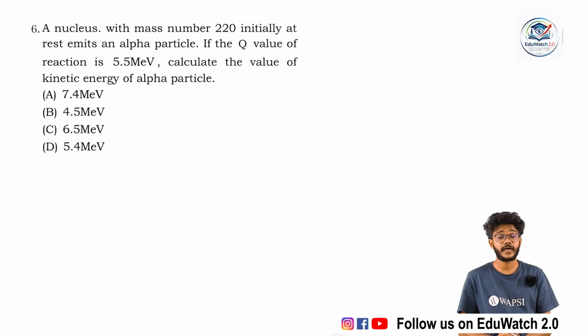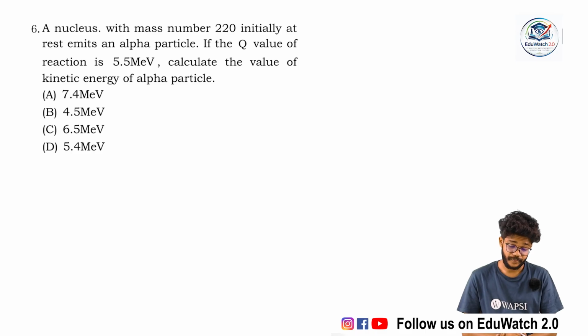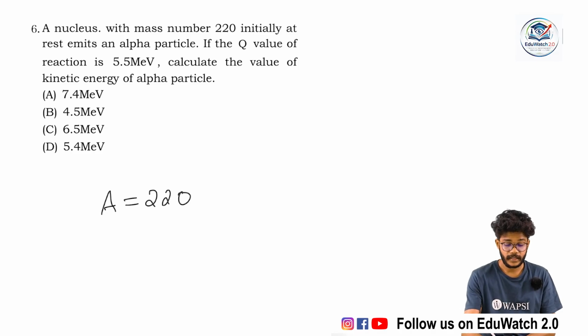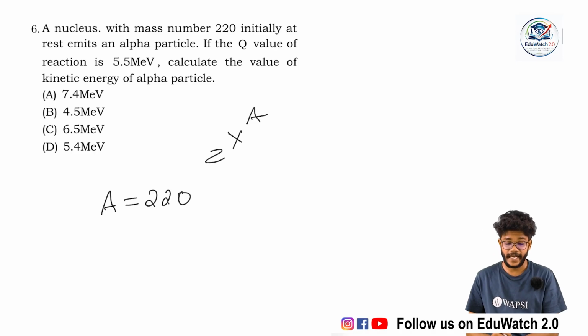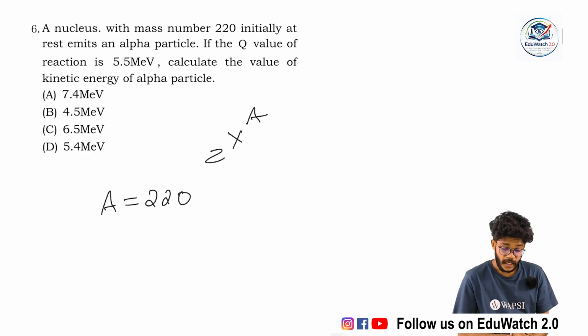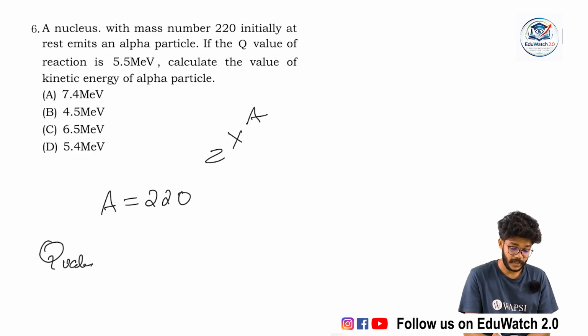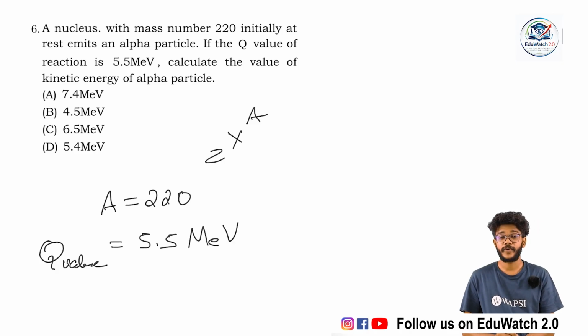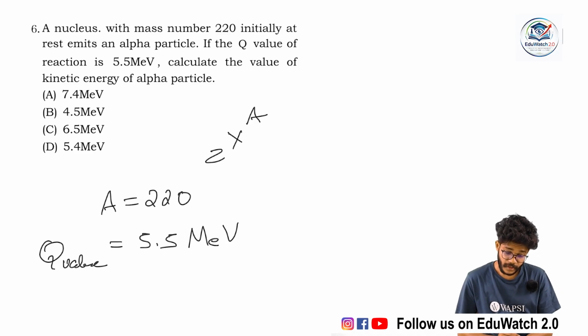Okay, with a mass number means what? A is given as 220. Mass number is A and atomic number is Z, and the normal representation of an atom is ZXA. Z is atomic number and A is mass number. X is the element. If the Q value of the reaction is given as 5.5 mega electron volt, calculate the value of kinetic energy of alpha particle.